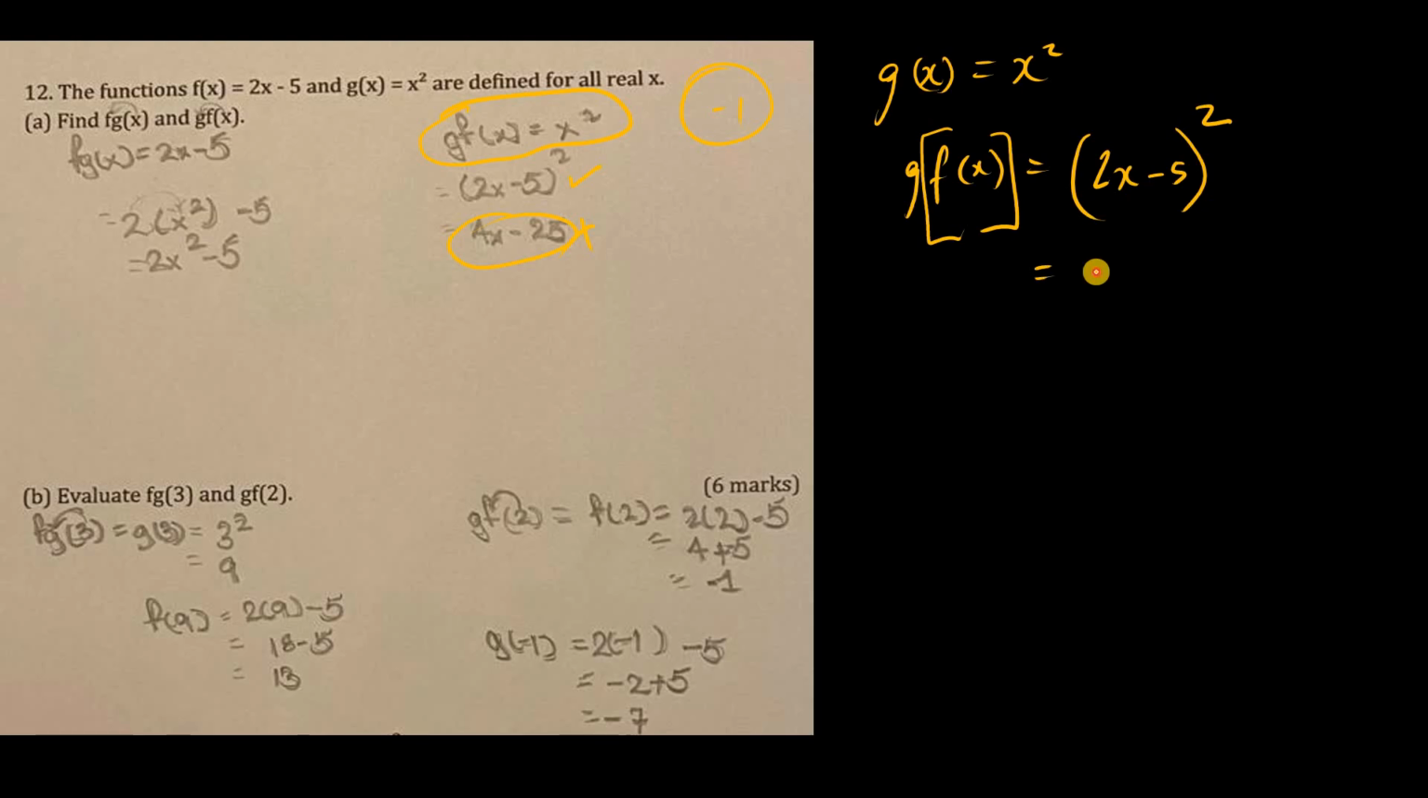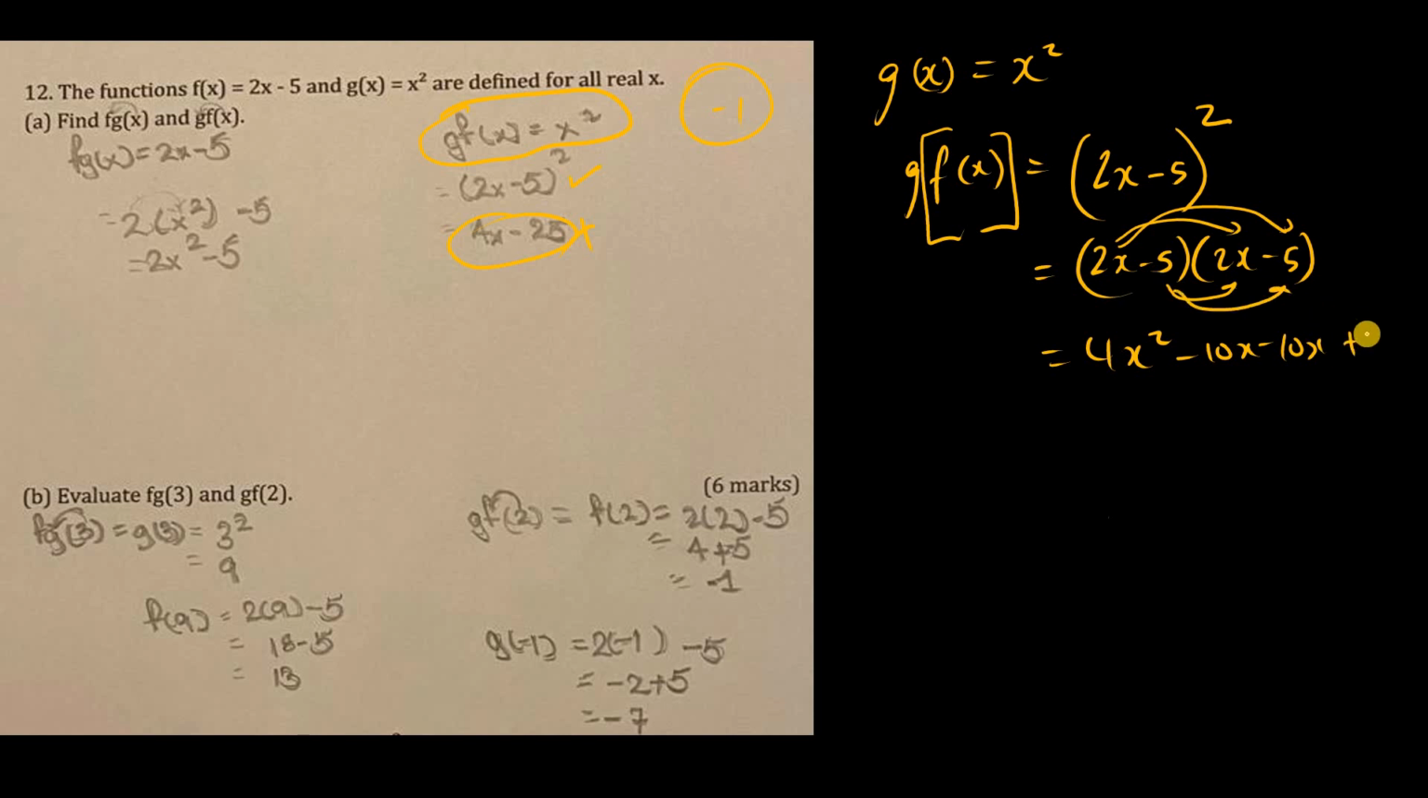This is actually saying 2x minus 5 multiplied by itself. So we're going to say 2x times 2x, which is 4x squared. 2x times negative 5 is negative 10x. Then negative 5 times 2x is negative 10x. And negative 5 times negative 5 will be positive 25, because a negative times a negative is a positive. Then that will give us 4x squared minus 20x plus 25. Same sign, add and keep the sign.